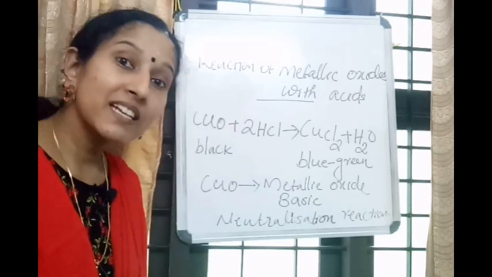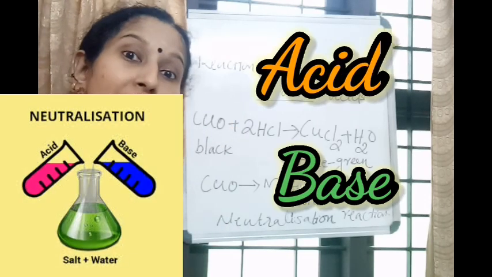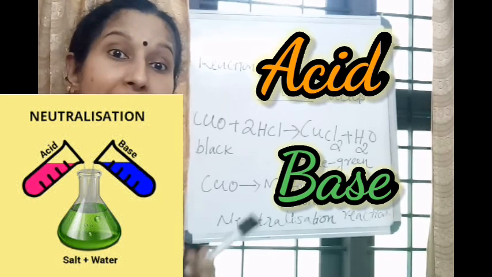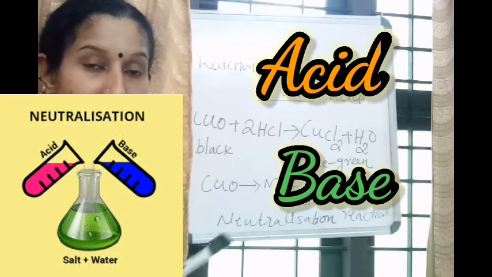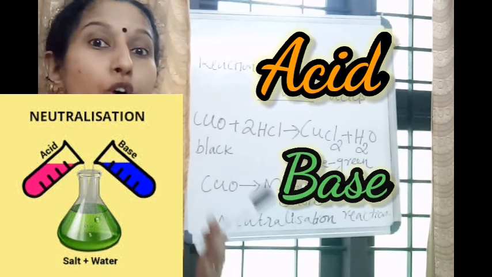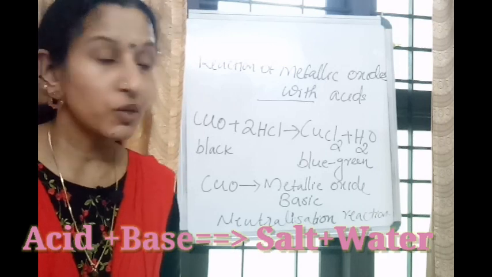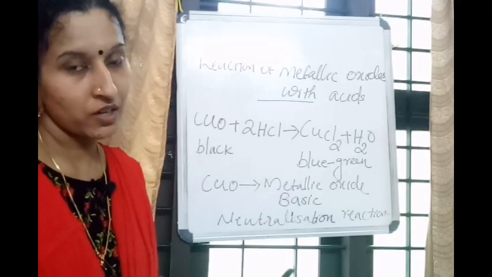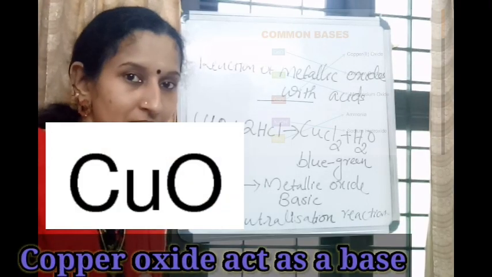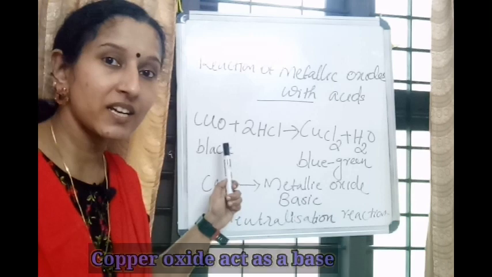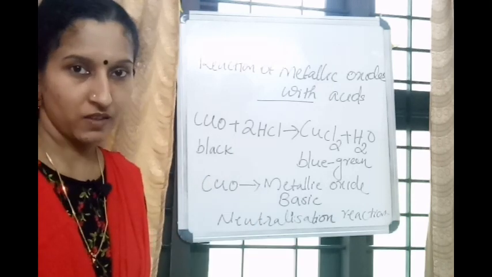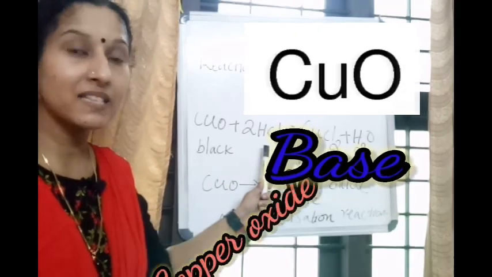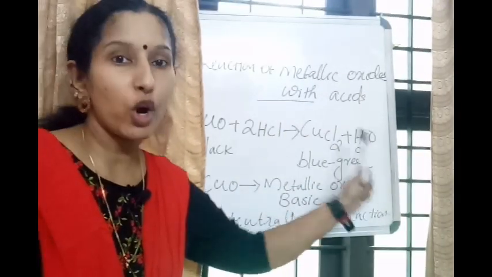And which other reactants do we need to conduct a neutralization reaction? We need an acid and a base. An acid reacts with the base to form salt and water. So you can see in this reaction hydrochloric acid is already present. So we need to get the base. The role of copper oxide in this reaction is a base. So that base reacts with acid to form copper chloride and water.